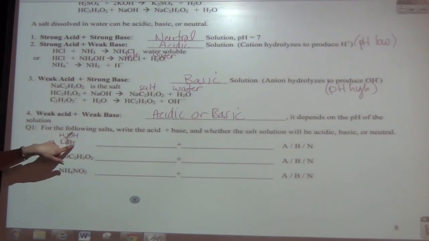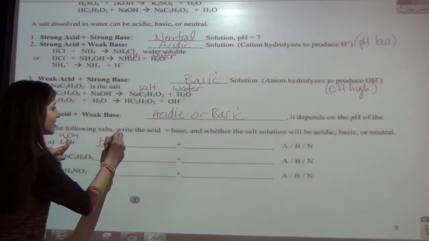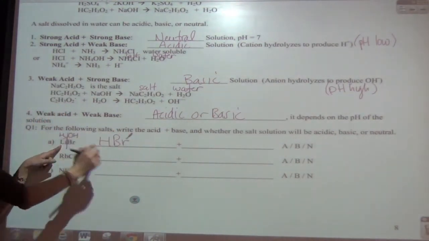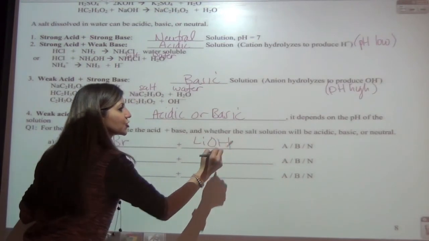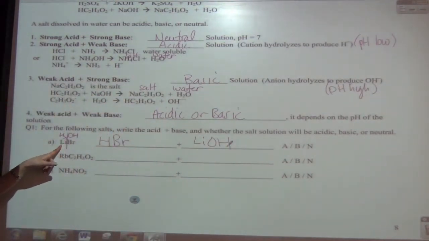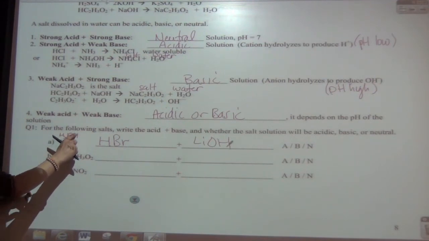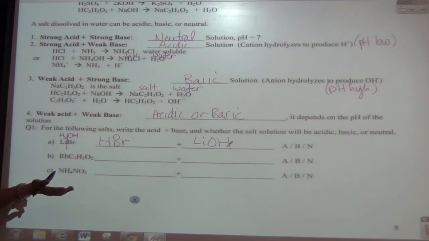So, what's my acid? HBr is my acid. And what's my base? You're going to cross this way, LiOH. And then what you're going to do is, so did you get that? So I cross this way and I cross that way. It wouldn't make any sense to have HLi or BrOH. Do you agree? You've never seen a compound like that?